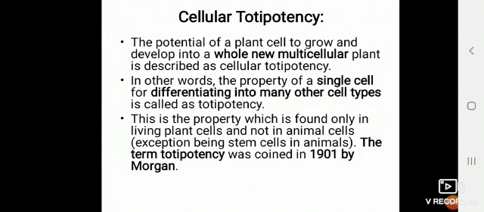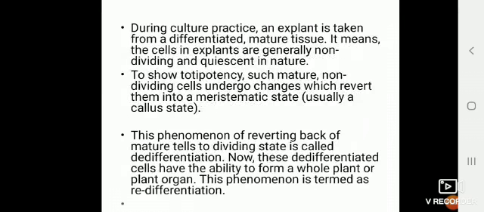What is this potency? Cellular totipotency. The potency of a plant cell to grow and develop into a whole new multicellular plant is described as cellular totipotency. In other words, the property of a single cell for differentiating into many other cell types is called totipotency. This property is found only in living plant cells and not in animal cells, except for stem cells in animals. The term totipotency was coined in 1901 by Morgan.